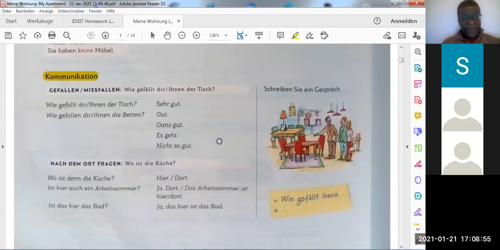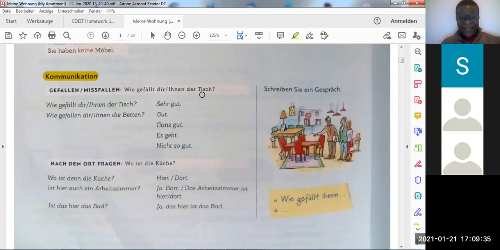Communication. Remember, we are in Meine Wohnung. Gefallen, missfallen. Gefallen means something you are pleased with. You are happy. You are going to the shop to buy maybe curtains or furniture, stools, you check. What you like is gefallen. What you don't like is missfallen. Wie gefällt dir? How do you like maybe the sofa? Gefällt dir.